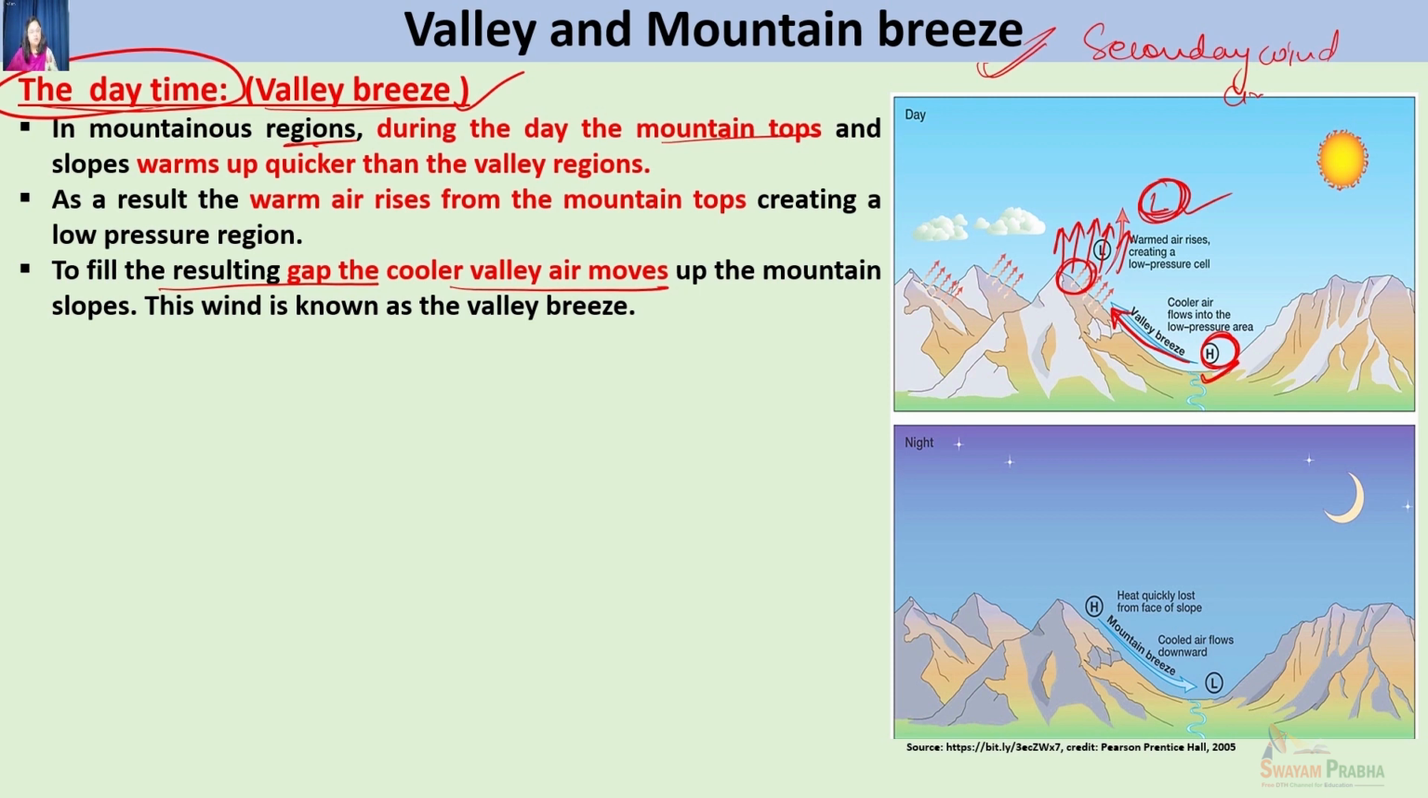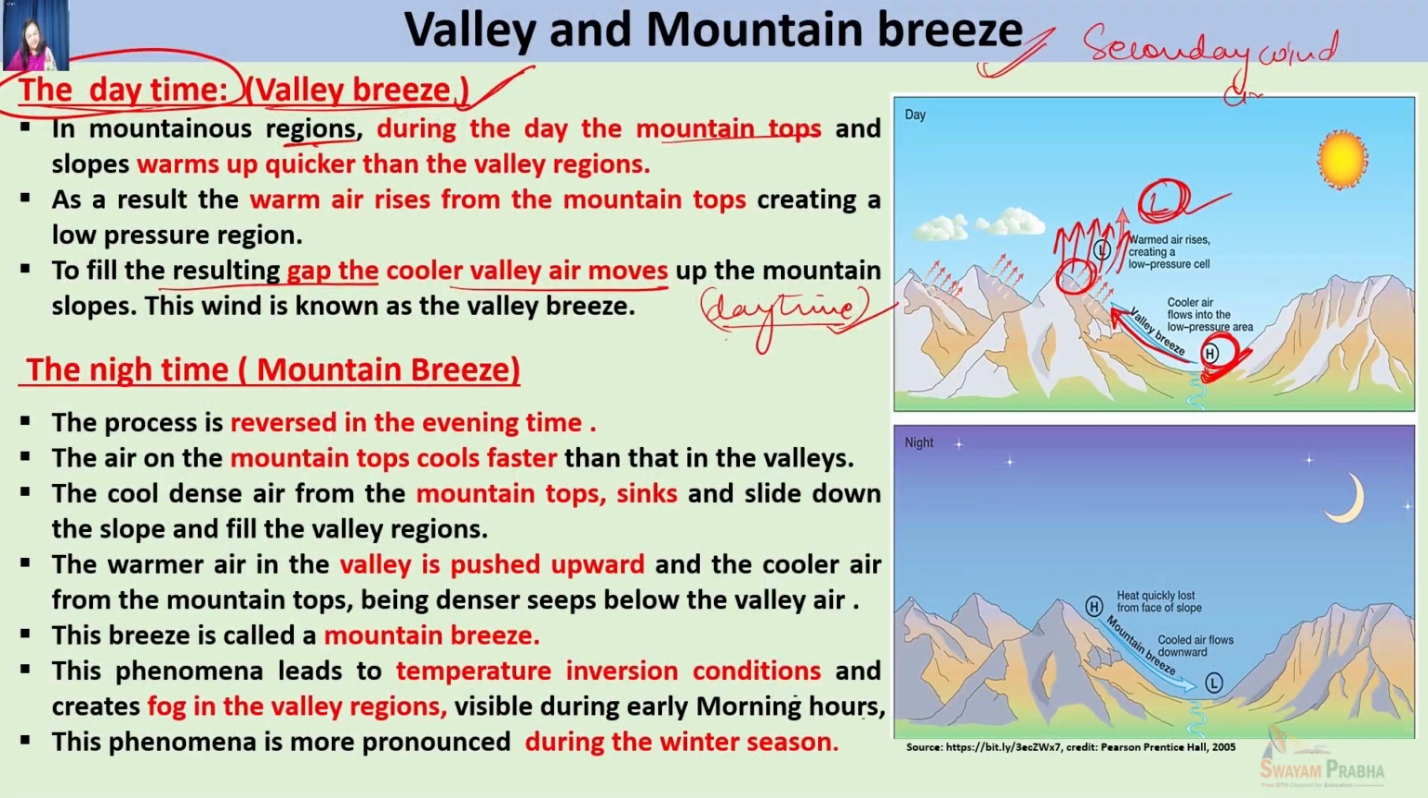Therefore, the wind starts moving from the high pressure area of the valley bottoms towards the low pressure area of the mountain tops, and therefore the daytime breeze or daytime winds which blow from valley regions toward the mountain tops are called valley breeze or valley winds, and these winds blow specifically during the daytime. Contrary to this, during the night time, we have mountain breeze. So the process is reversed.